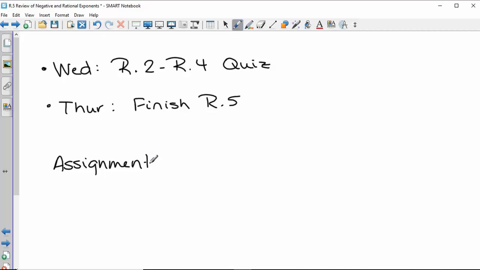And this is the assignment for both today and Thursday. There is an R.5 MyMathLab assignment. So you are actually going to use your program. Now, you haven't ever used this before, so it's going to be a learning curve. When you log in, it should tell you your current assignment there. So you just click on it. I think it's a 10-question assignment. So it's only 10 problems for both today and Thursday.